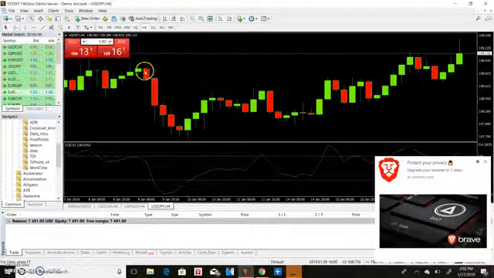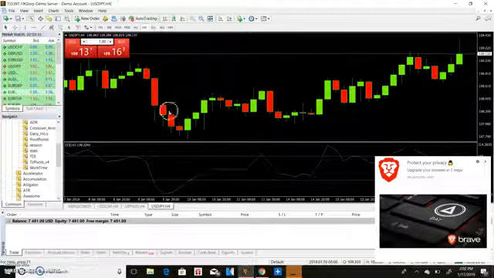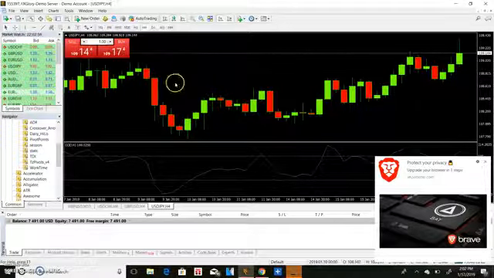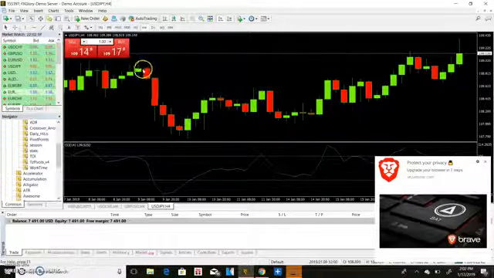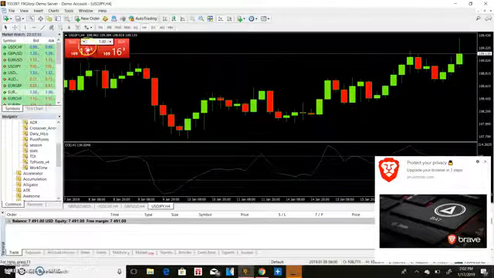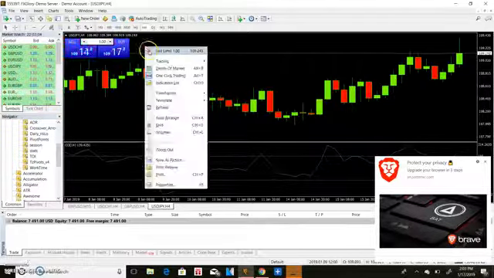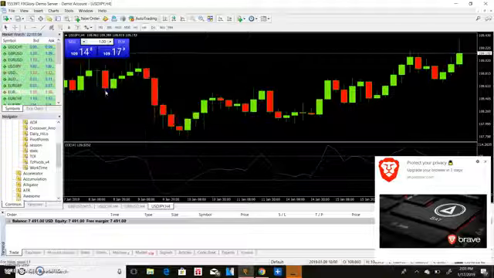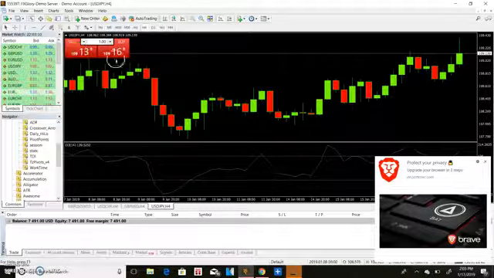So your red candles, these are called candlesticks for those of you who don't know. A lot of you already do. But your red candles indicate a sale because it's going down, so that's what you see right here. If you don't have this up here, all you have to do is right click and click on one click trading, and then this box will pop up. But this is how you can place a sell or a buy.